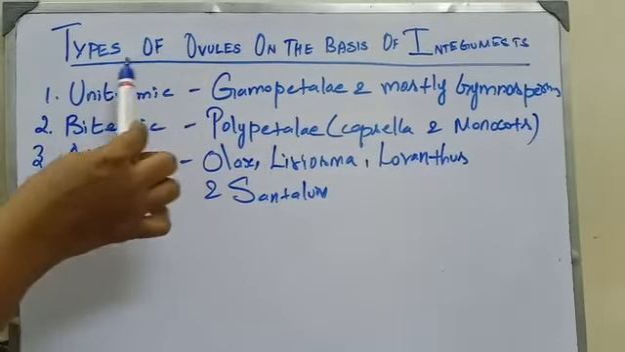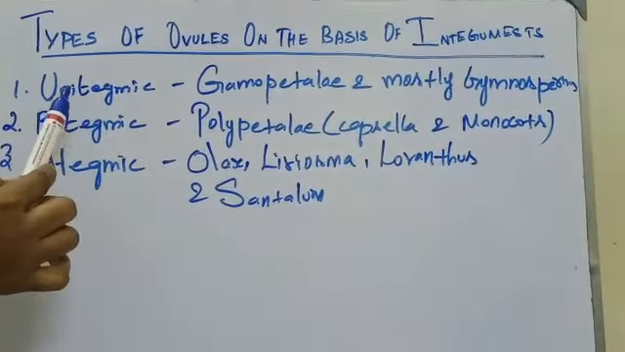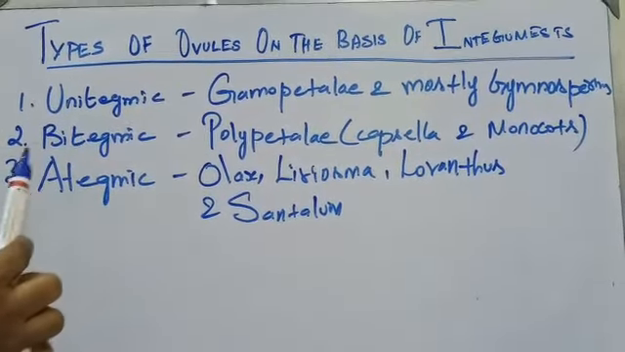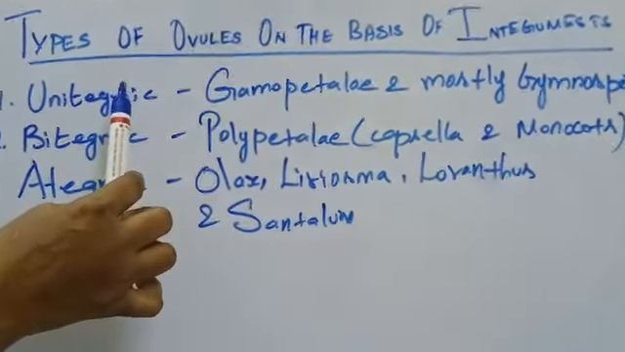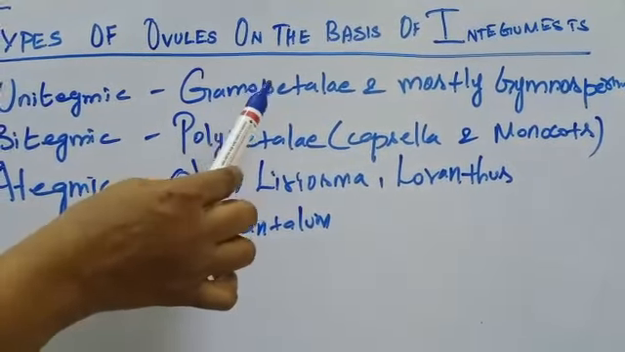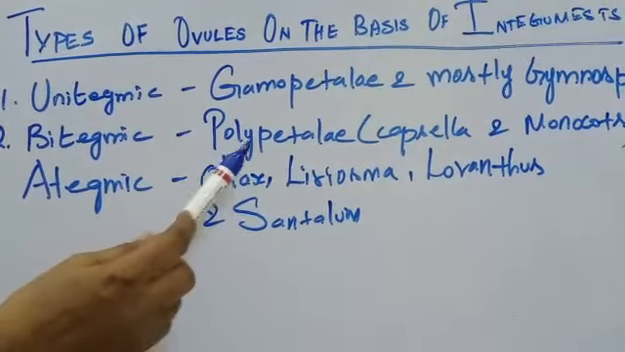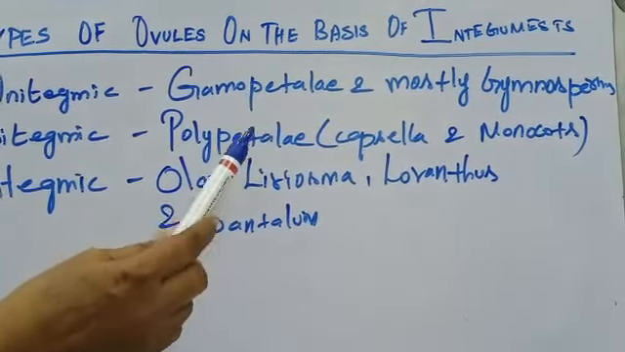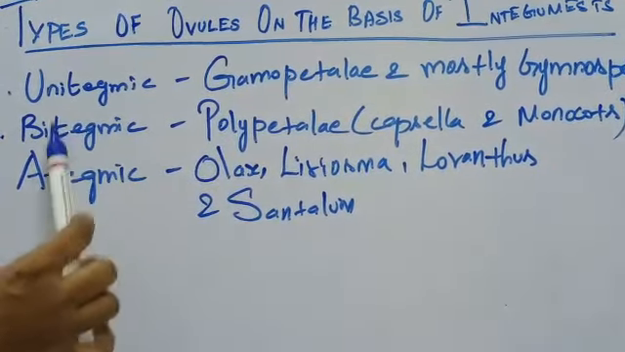Everybody. Today let us see types of ovule on the basis of integuments. First is unitegmic, second is bitegmic, third is ategmic. First one, unitegmic: only one integument is present. Example, gamopetalae and mostly gymnosperms. Second one is bitegmic: polypetalae, that is Capsella, and monocots. Here, two integuments are present in bitegmic.